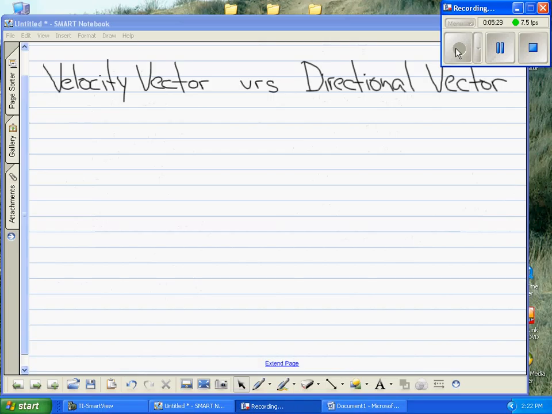I'm going to stop right here. In the next video, we will discuss the differences between a velocity vector versus a directional vector. So please watch the next video.